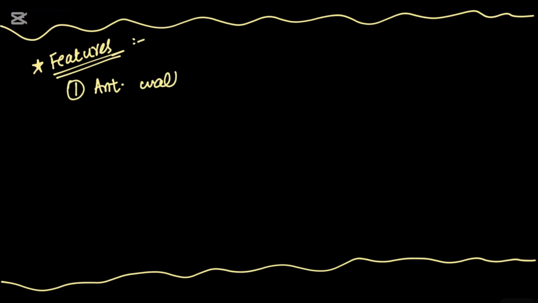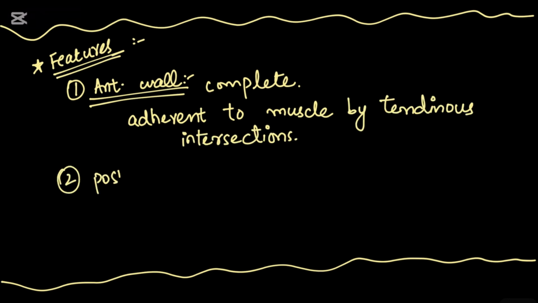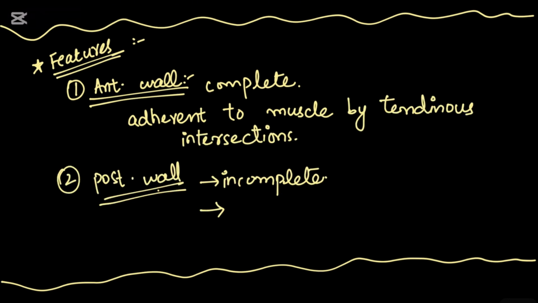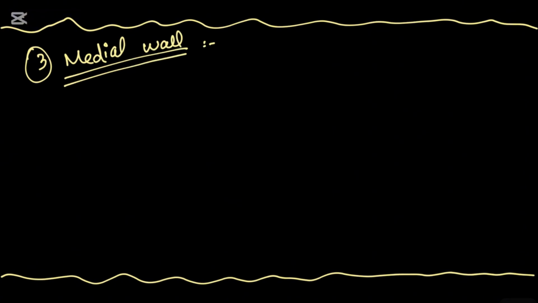We have to study its features. Anterior wall complete, obviously we studied it, that it is complete at all the 3 levels. The posterior wall, it is incomplete, not present above the level of costal margin and below the arcuate line. It is only present between the costal margin and the arcuate line.